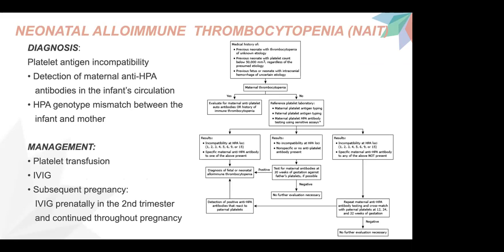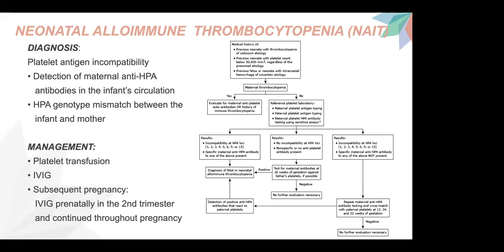Diagnosing NAIT. To diagnose NAIT, we have to demonstrate that there is platelet antigen incompatibility. It can be shown either by detection of maternal anti-HPA, the antiplatelet antibodies, in the infant circulation, or we can do a genotypic study that can demonstrate there is HPA genotype mismatch between the infant and the mother. This algorithm I got from UpToDate also, so you can see the suggestive medical history that gives a clue that this child could be having NAIT. So we need to do this investigation.